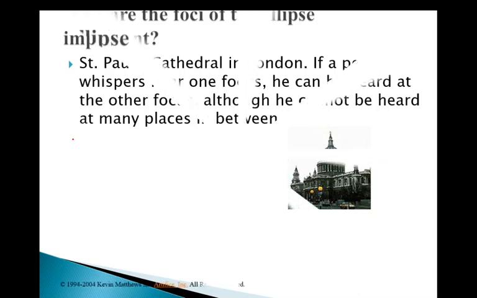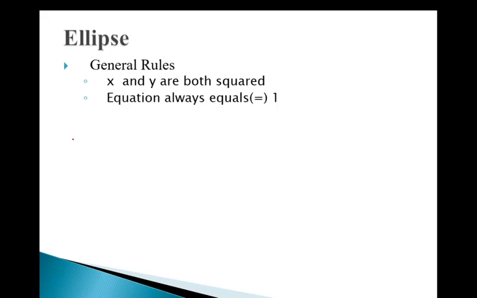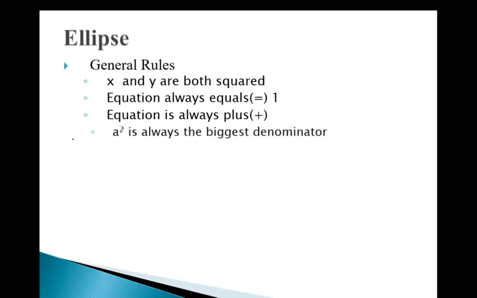So let's talk about the characteristics of these ellipses. General rules: x and y both have to be squared. Okay, so if you look at your formula chart, x and y both have to be squared. The equation's always equal to 1. We're talking about its normal conic form. Sometimes we have to get it to fit this equation. The equation is always positive. It's always x squared plus y squared. a squared is always the biggest denominator.